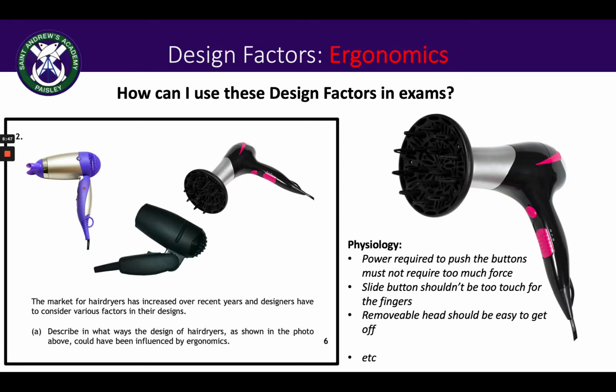Moving on to physiology, I'd want to know the power that is required to push those buttons. Right? They can't be too tough that it hurts my finger, or too loose that I turn it on and off by accident. Right? The slide button over here shouldn't be too hard to slide up and down on my fingers. The removable head up here shouldn't be too hard to get off. Right? So in any way, shape or form that you move those products or push them or interact with them, like this one over here, it seems to fold, so that can't be too tough for the user to pull open.